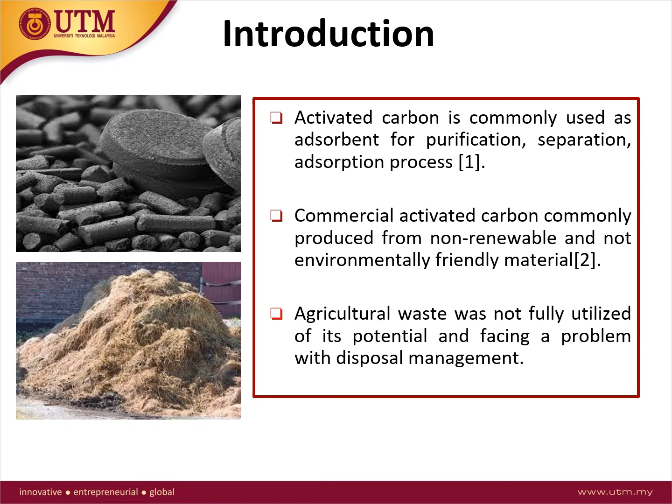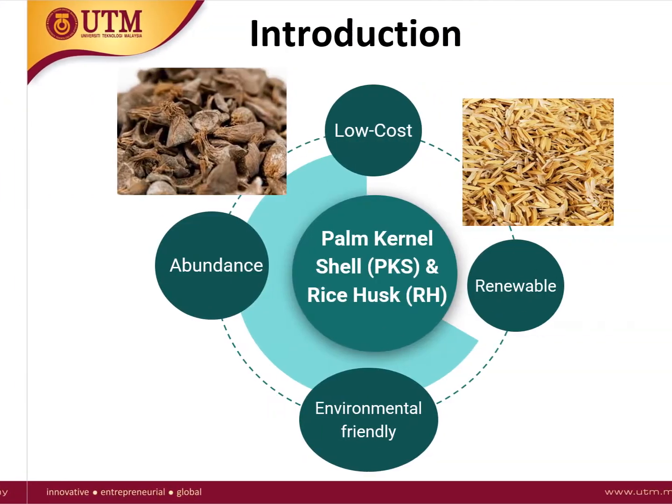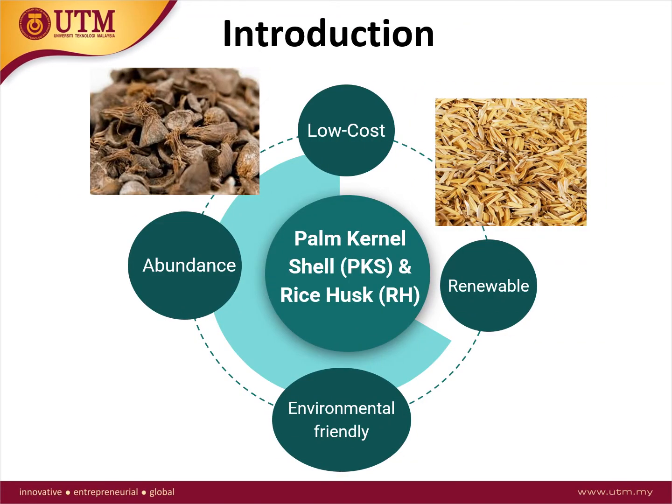Agricultural waste is not fully utilized for its potential in Malaysia and also faces a problem with its disposal management. The agricultural waste that was used in this study is palm kernel shell and rice husk. This is because of its low cost, and the amount of this agricultural waste is abundant due to its availability in Malaysia. It is renewable and also environmentally friendly.